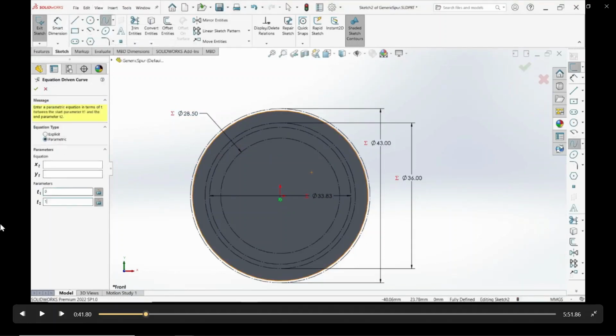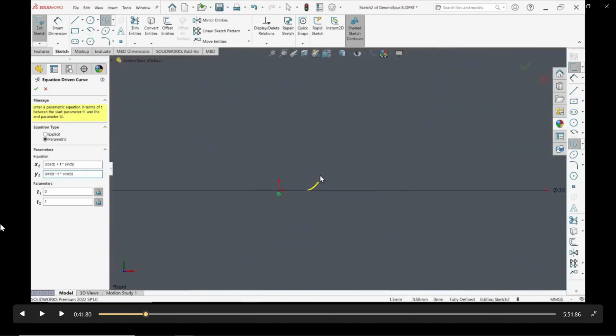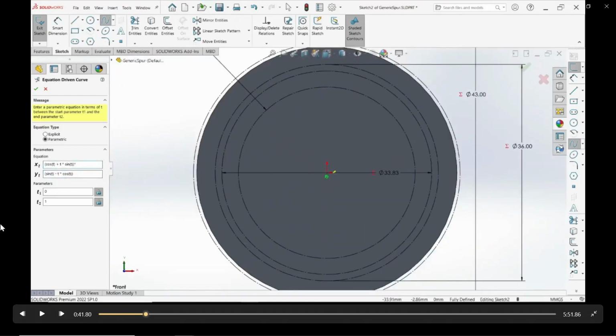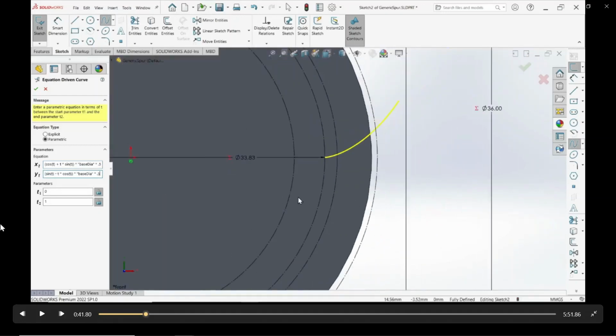And next we enter in the parametric equation, which is the cosine and the sine. So start by entering in the cosine plus t times sine of t for the x. And the y is the same, except it's the sine of t minus t cos t. And we can see that it is at, I think, a value of 1, because times 1, a radius of 1, sorry. Now we use the base diameter times half of the base diameter to get to our base radius, to put it in the right place.